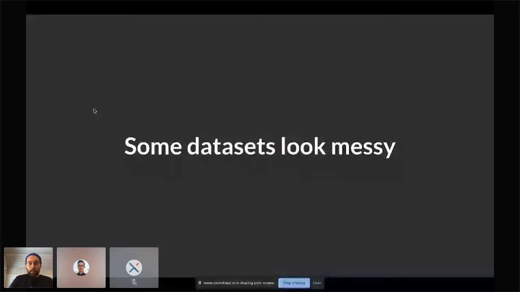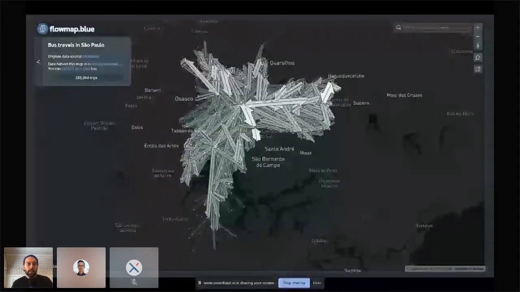Some datasets look messy, like I saw what people were uploading. For instance, these are bus travels in Sao Paulo. Depending on the mode of transport, datasets can look messier or less messy. There is this first law of geography, which says that closer places are more connected to each other than farther away places. It usually holds in general if you look at all the trips, because more trips are done by foot to closer areas. But if you filter only one mode of transport, it may actually differ.